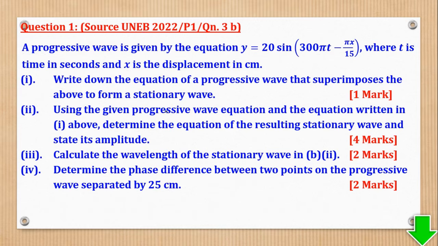So just start with Roman 1. They want a progressive wave which superposes with this to form a stationary wave. What you need to know is that frequency remains the same, amplitude remains the same, and speed remains the same, but the direction changes. That means what we need to do is just change this sign. If it is minus here, then the second wave will have plus. If this was plus, the second wave will have minus. But now in this question, it has minus, meaning the wave they want must have a plus. As simple as that. So let's go and write it down.